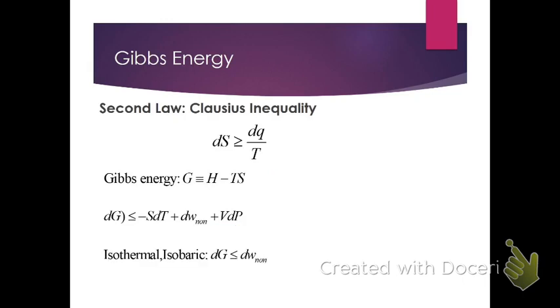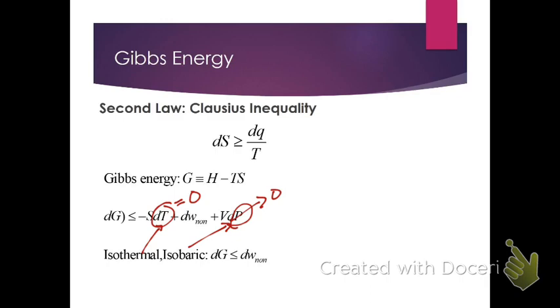Well, if we've got a constant pressure process, which is isobaric, then this last term, volume times dP, goes to 0 because the pressure does not change, and that term in the inequality disappears. And then if it's isothermal, the first term also disappears because there's no change in temperature. So under those conditions, we can see that dG is less than or equal to dW.